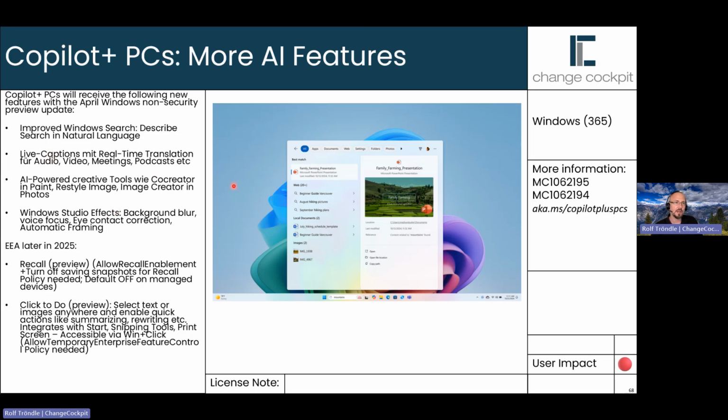You will get the AI-powered creative tools with the April updates, like Co-Creator in Paint, Restyle Image Creator. And we'll get Windows Studio effects like background blur natively for the camera, voice focus, and eye contact correction. So it should correct whether you are watching into the other person's eyes when having a video call or you're watching into the camera. You have to choose. Till now, this should by AI change your eyes so it looks for the other person like you are looking at them directly. And for the European Union, later in 2025, because of some data protection, they have to still work on this, is the Recall feature and Click to Do in preview.